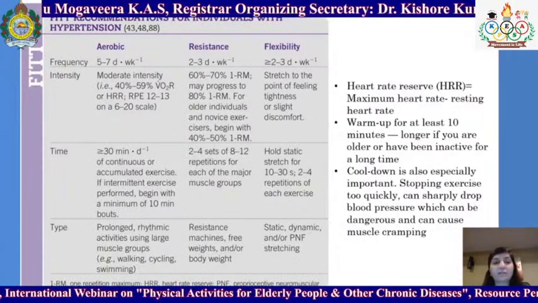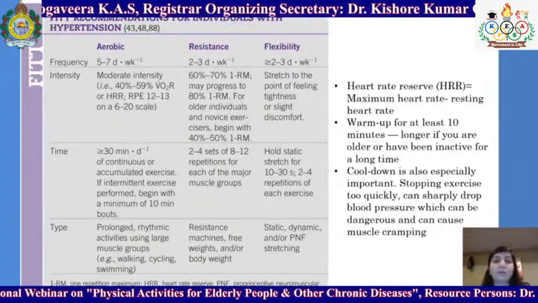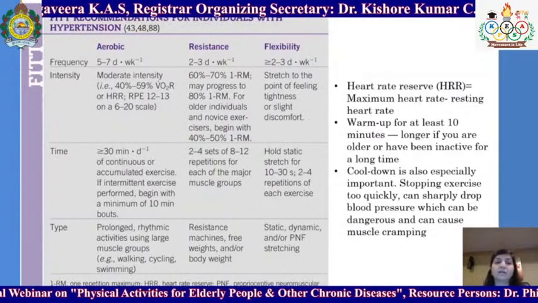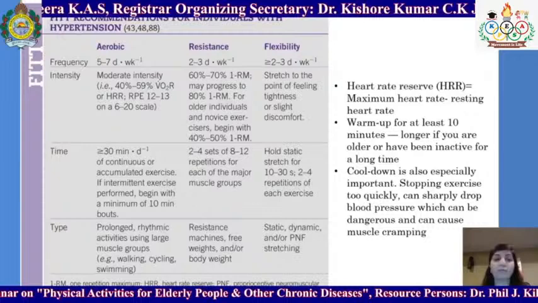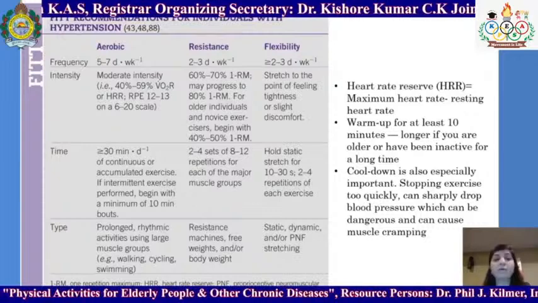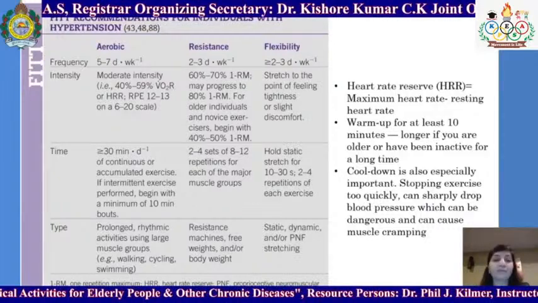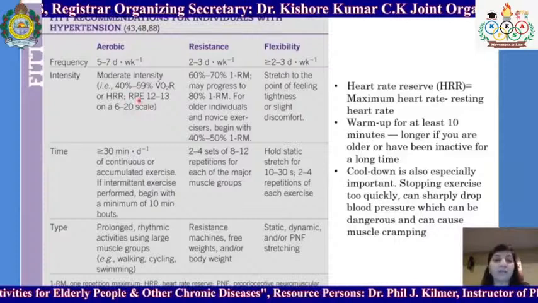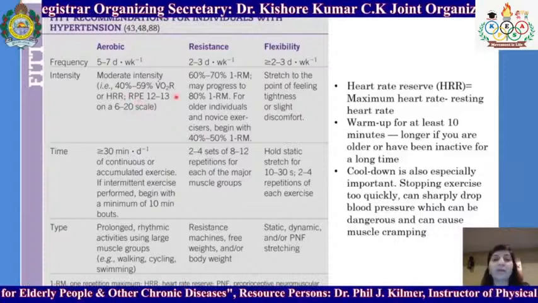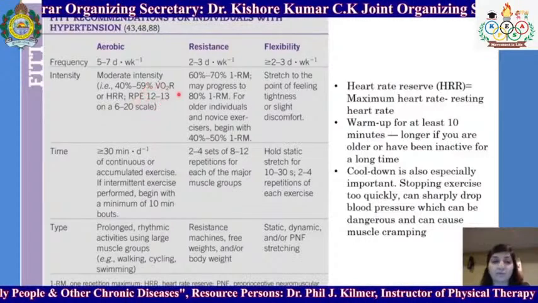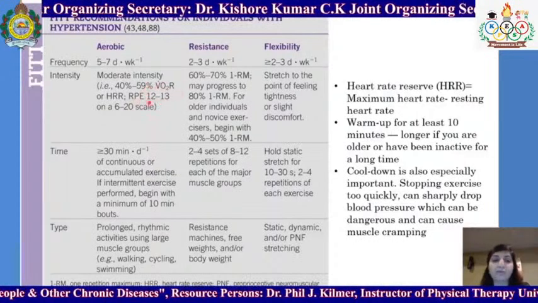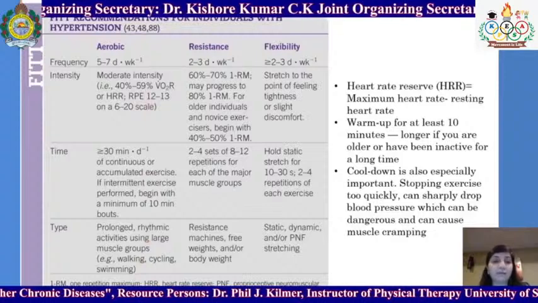Intensity of aerobic exercise should be moderate, and you can monitor the intensity of exercise with the help of heart rate or also with the help of the rate of perceived exertion scale. On this scale, you should be at the level of 12 to 13. We will discuss this scale more in our next slide.